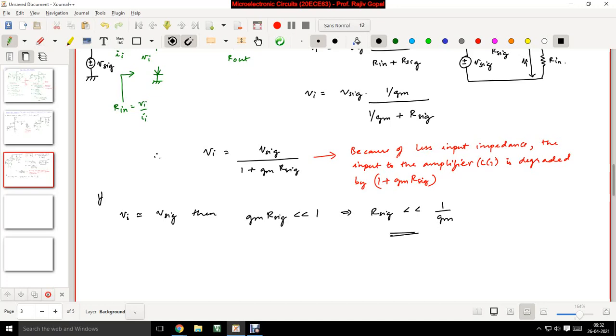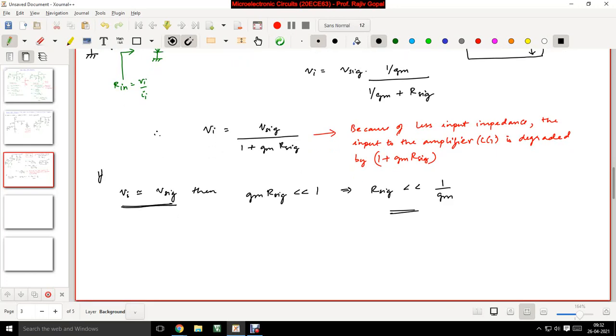So the internal impedance of the source should be very much less than 1 by Gm for this condition to be satisfied, for Vi to be same as V signal. So that is one disadvantage of this. Next let us look at I now.